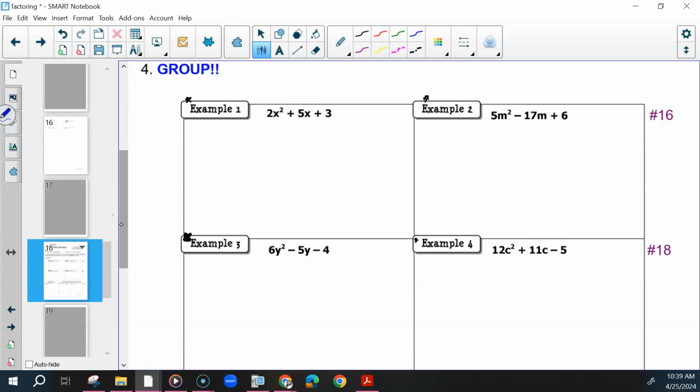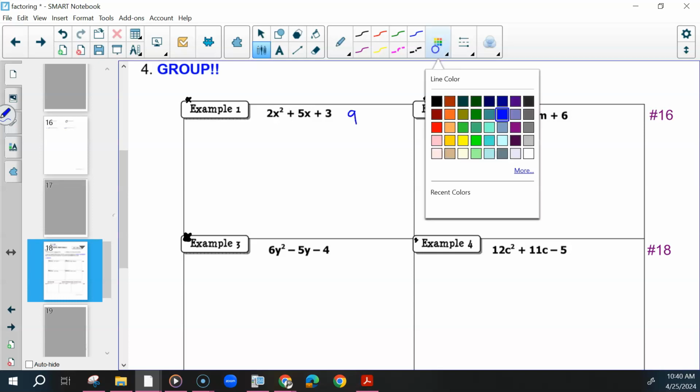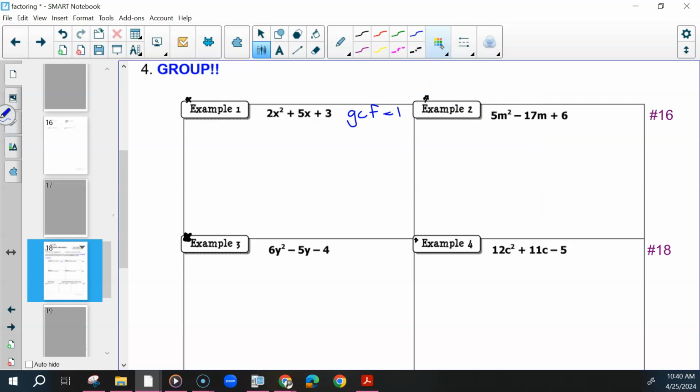Alright, we're going to do example 1. Always look for a GCF first. Is there something these have in common? No. There's nothing I could divide out of each. So the GCF would just be 1. I'm just going to put that off to the side so we know we checked it, but we couldn't divide or do anything with it.